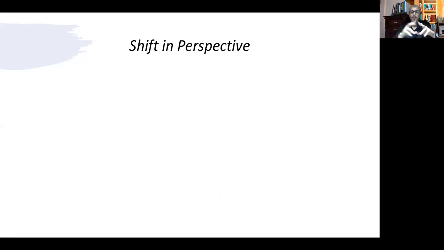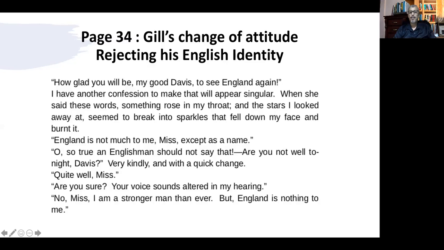Now we will see this shift in perspective. I was talking about the before. Let's talk about the after, ladies and gentlemen, that shift in perspective. Now, Gil's change of attitude, shift in perspective, rejecting his English identity. If we go to page 34, Miss Marion asked him the question, especially when they were trying to escape the pirates, as prisoners, escape from the grip of the pirates, who represent a danger.